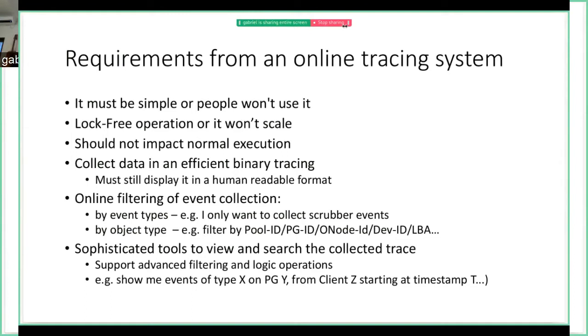And you should be able to collect and filter by object type. For example, I need to be able to filter by pool ID, PG ID, object node ID, device ID, LBA, block ID, you name it. Or I could say, show me everything, or show me only pool number 5, only PG number 17, only object node ID X, and so on. So you should be able to have control of how much you collect.